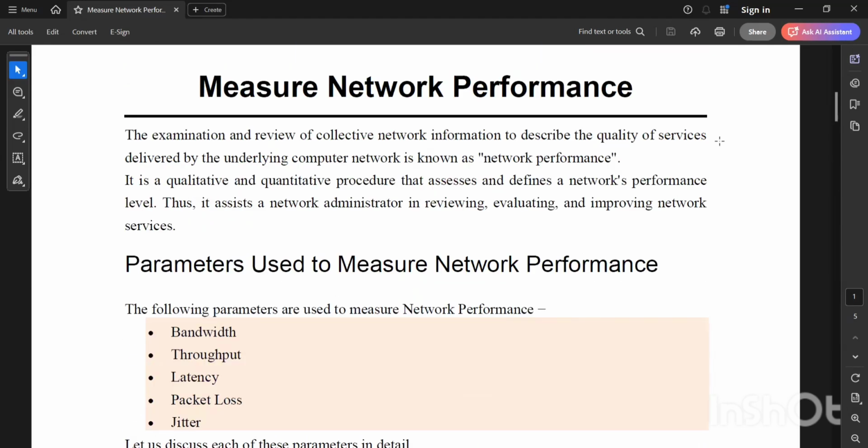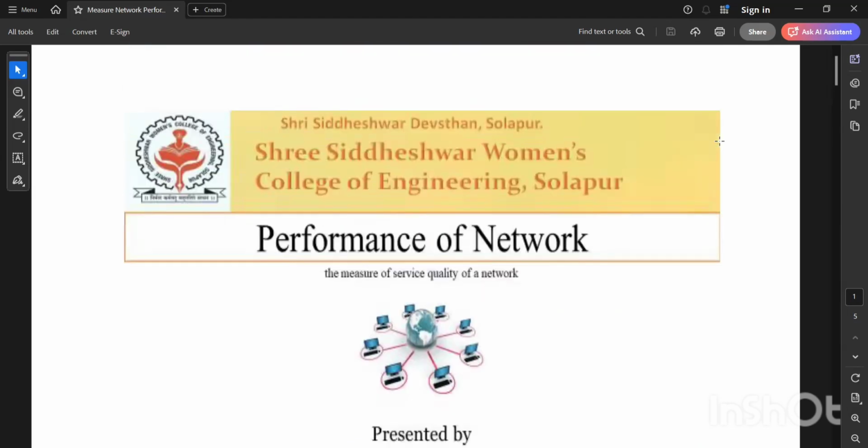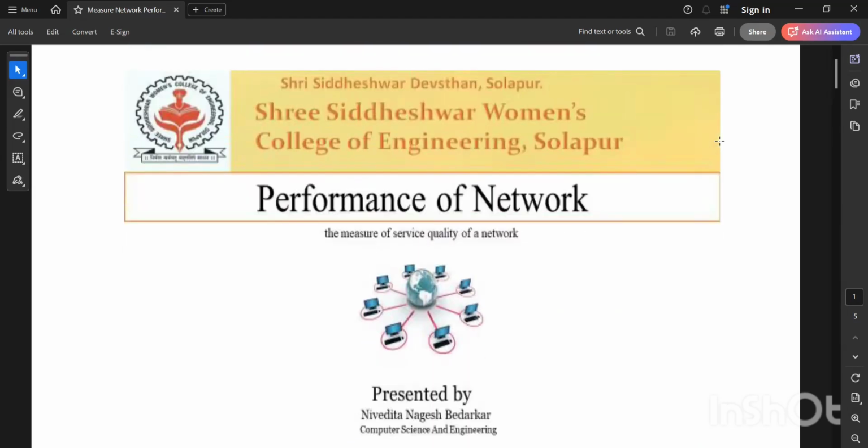To summarize, we learned today the measures from which we can calculate the performance of network, and the causes of latency and the factors affecting the network.